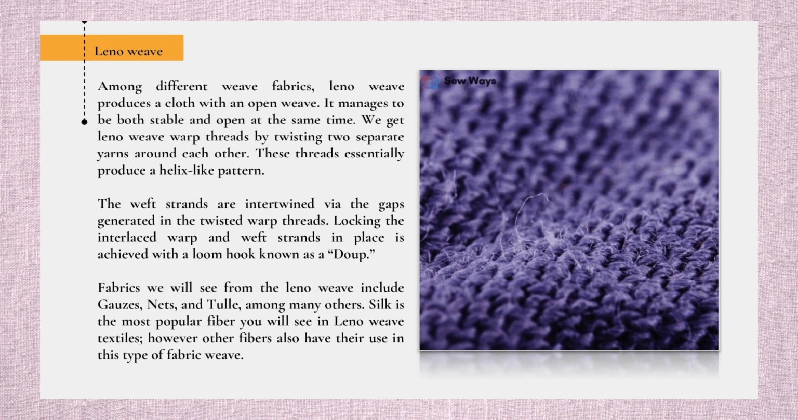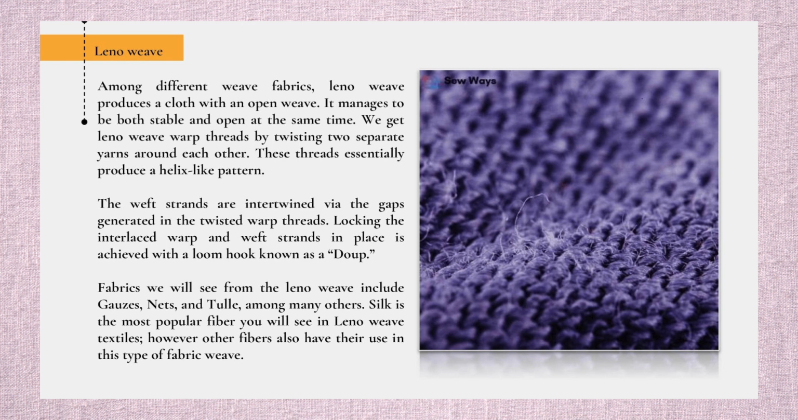Leno weave. Amongst different weave fabrics, Leno weave produces a cloth with open weave. It manages to be both stable and open at the same time. We get Leno weave warp threads by twisting two separate yarns around each other. These threads essentially provide a helix-like pattern. The weft strands are intervened via the gaps generated in the twisted warp threads.